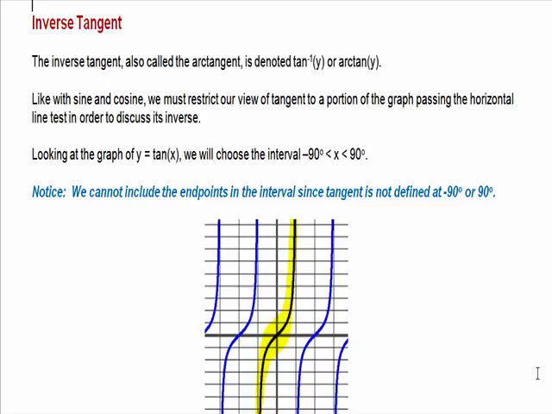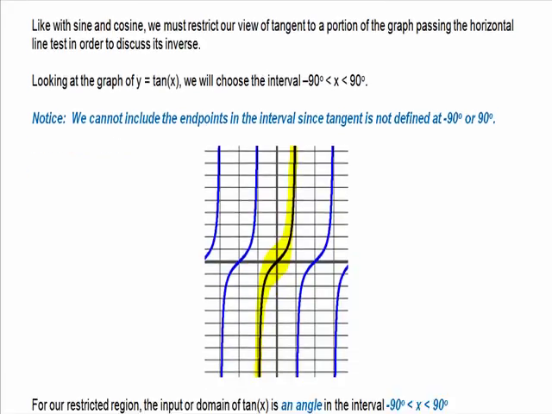So like with the sine and the cosine, we have to restrict our view of tangent to a portion of the graph that passes the horizontal line test. So again, if I look at my tangent graph, I'll notice each of the pieces would cause me trouble, but one piece taken by itself doesn't. And so what I'm going to use is one piece, the one that passes through the origin, and that piece would use an angle between -90 and 90.